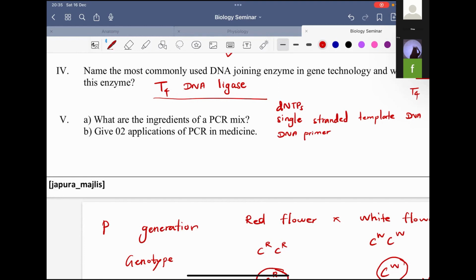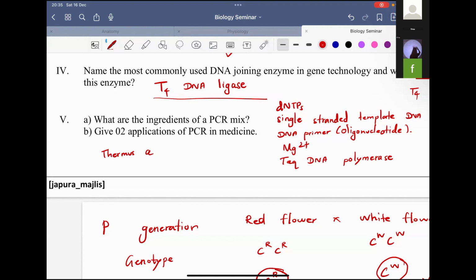The DNA primer has a small number of nucleotides, so you can also call it an oligonucleotide. Oligo means a few, a small number. Then you need magnesium 2+ ions. Then Taq DNA polymerase. Where do you get Taq DNA polymerase from? It is from a thermophilic bacteria called Thermus aquaticus.